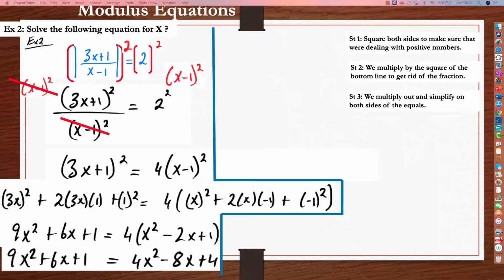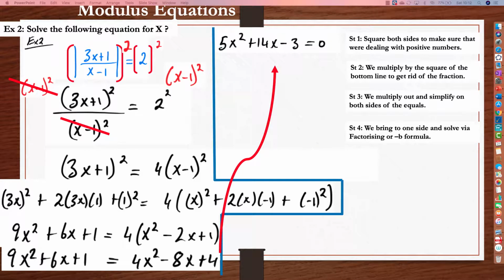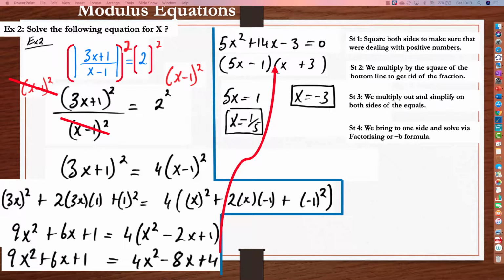Then you just have a simple quadratic, so you bring everything to one side. Bring over 4x squared, take away from 9x squared, you get 5x squared. Bring over the minus 8x, you get plus, add 6, you get 14x. Bring over the plus 4 to the left, it becomes minus 4 plus 1, which leaves you with minus 3. Then I just do brackets, (5x minus 1)(x plus 3), and you get x equal to 1/5 and x equal to minus 3.